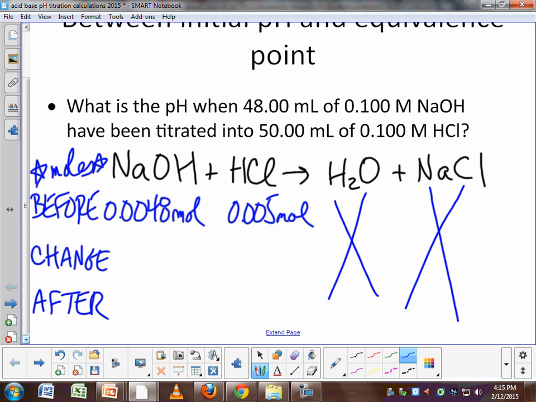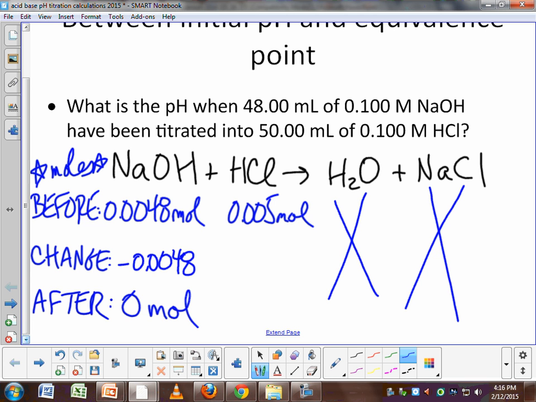We look at these numbers. We think, all right, well, which one do we have more of? Which one do we have less of? We have less of the sodium hydroxide. That makes the sodium hydroxide, because they're in a 1-to-1 ratio, the limiting reactant, meaning it is going to get completely used up. We are not going to have any of it left over. 0 moles once the reaction is done. Well, how do you get from 0.0048 to 0? The change has to be minus, subtracting all of it.